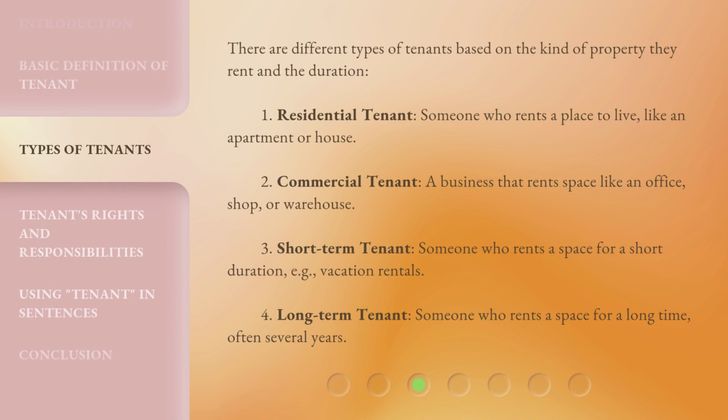There are different types of tenants based on the kind of property they rent and the duration. 1. Residential tenant. Someone who rents a place to live, like an apartment or house. 2. Commercial tenant. A business that rents space like an office, shop, or warehouse.